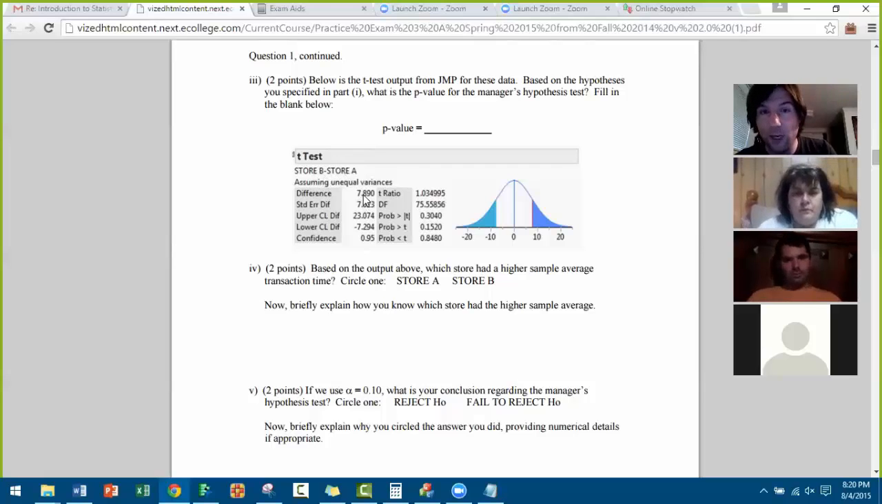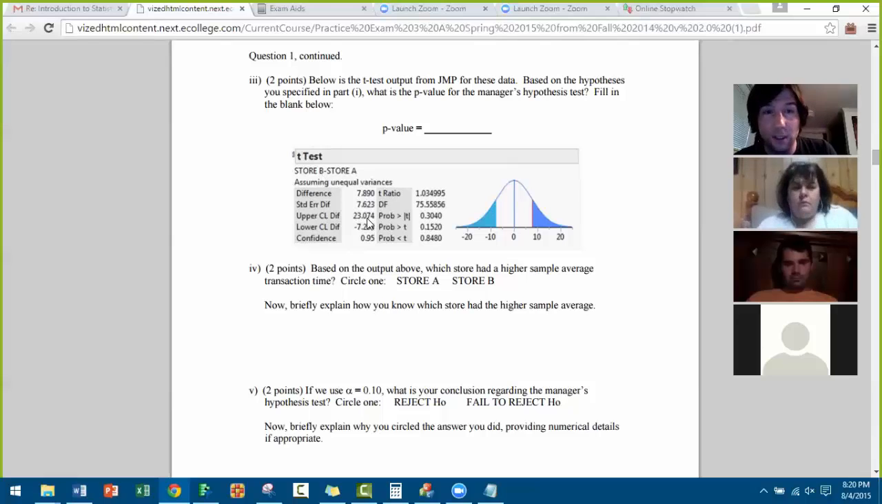So this 7.89 tells us that, when we explain it in context, we observed that store B had a higher sample average by 7.89 more transactions than store A. That's what that difference right here is. This difference is literally solving this equation. Good stuff. Anything more to mention in the output?